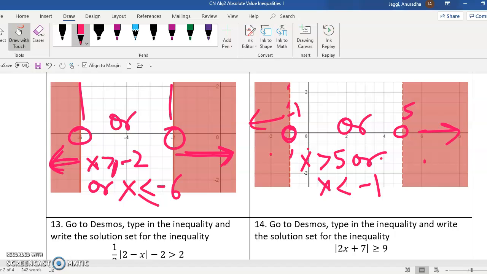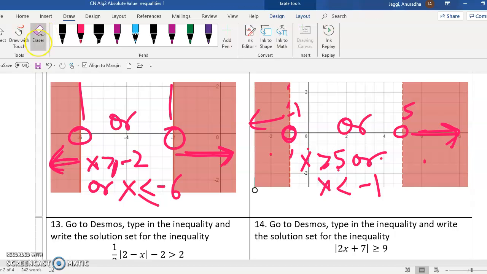So all values less than -1, or all values of x greater than 5, and I don't put the equal to sign because my lines here are dotted.